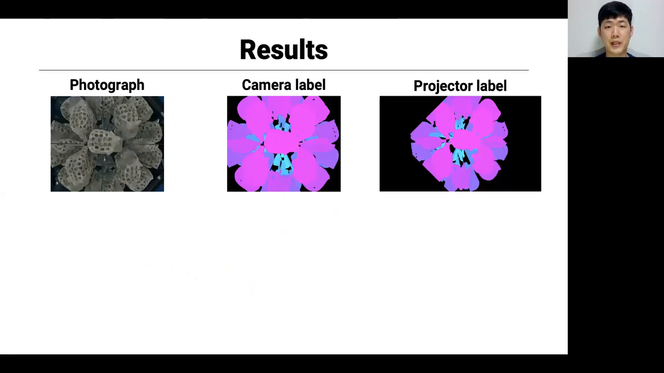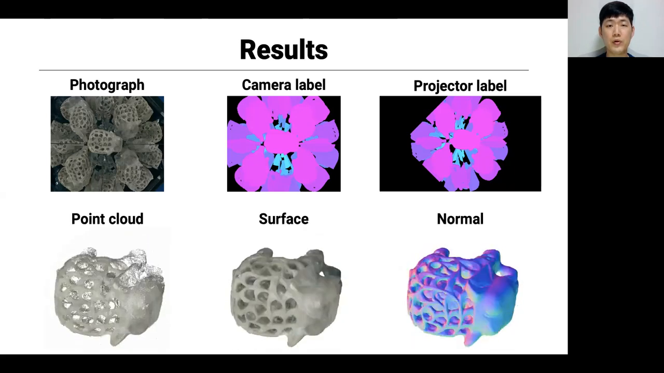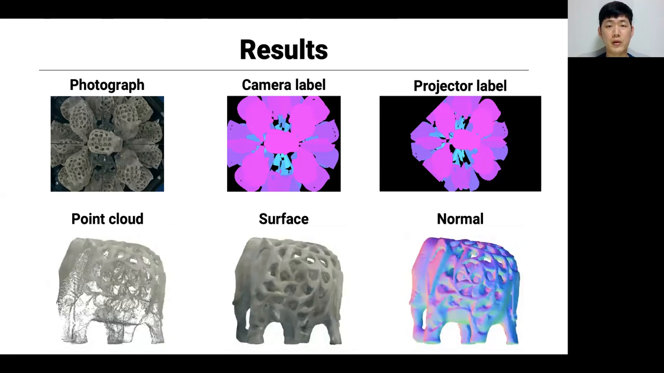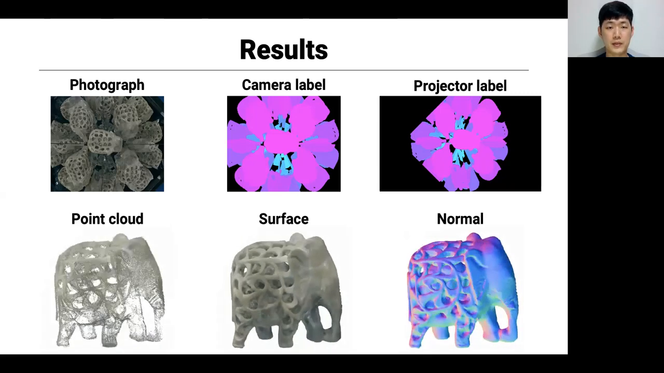Using the epipolar labeling technique, we obtain the camera label and projector label. For the visualization of labels, we sorted the mirror sequence in ascending order and color mapped it from magenta to cyan linearly. Now we know the virtual viewpoint corresponding to each pixel, so we can triangulate the point cloud from the correspondences.